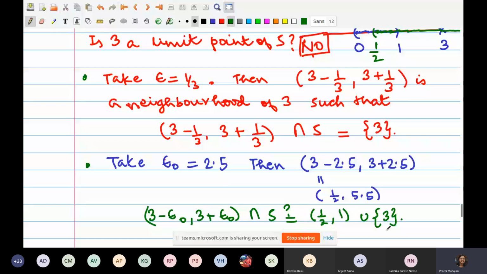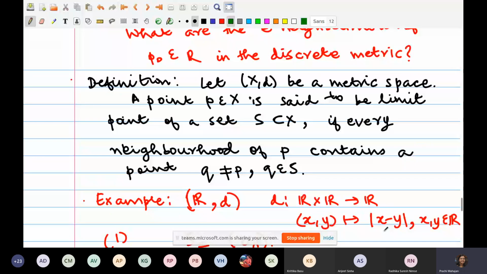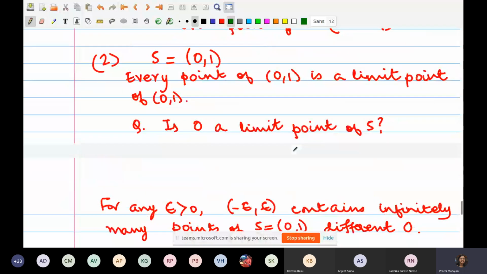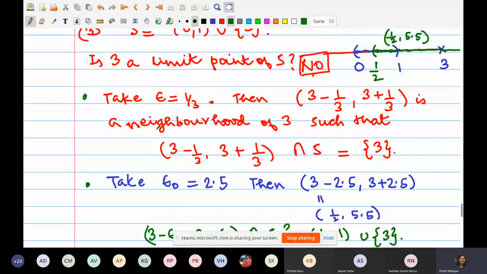Now, let's go back to the definition. If you have to show that 3 is a limit point of S, then every neighborhood of 3 must contain a point of S different from 3. Now, the choice epsilon equal to 1/3 shows that there is indeed one neighborhood which does not do this job. If you check epsilon equal to 2.5, that doesn't show anything. In fact, epsilon equal to 1/3 is not unique.